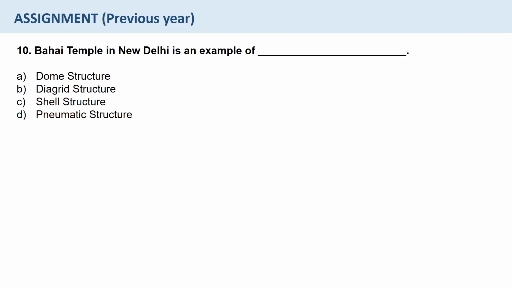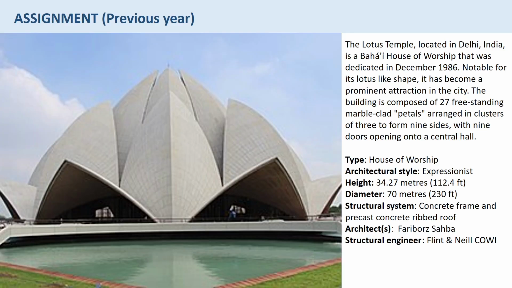Question 10. Bahai Temple in New Delhi is an example of dome structure, diagonal structure, shell structure, or pneumatic structure. So, the Lotus Temple located in Delhi, India, is also a Baha'i house of worship which was dedicated in December 1986. It is notable for its lotus-like shape. It has become a prominent attraction in the city. The building is composed of 27 freestanding marble-clad petals arranged in clusters of 3 to form 9 sides with 9 doors opening onto a central hall.